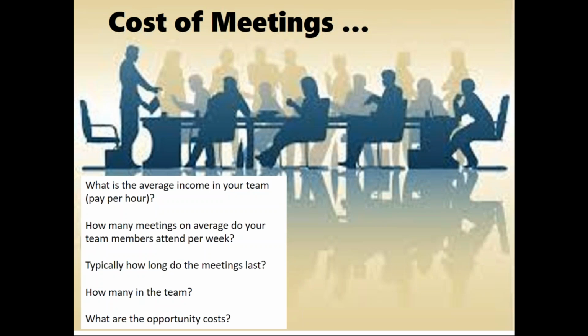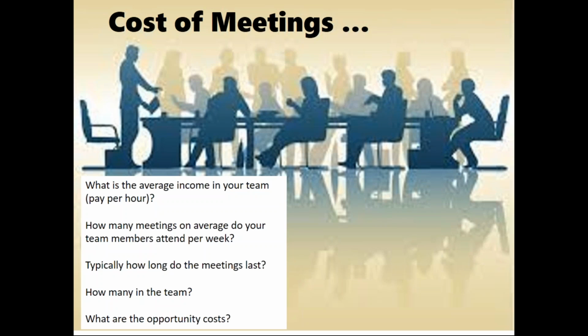So think about this. What's the average income of your team? That's not hard to work out. Just work out what their annual salary is and then divide by 365 days, which will give you their daily rate, and then divide by 8 and you'll get their hourly rate. So work out what the hourly rate is of each person sitting around the table at your meeting. That's the first important thing, including yourself, of course, because you're obviously leading those meetings.